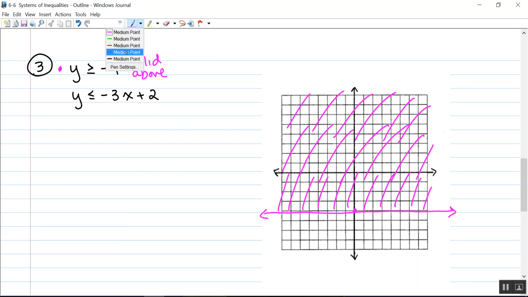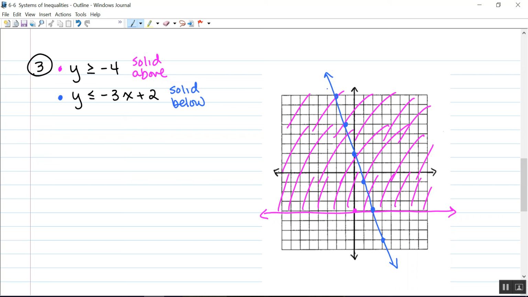Now let's do my blue line. I have y is less than or equal to, so again it's solid because it's or equal to, and it's a less than, so it's going to be below, negative 3x plus 2. So here's 2 on the y-axis, so my slope is negative 3, down 3 and right 1, or up 3 and left 1. And this line is solid, so let's connect those dots.